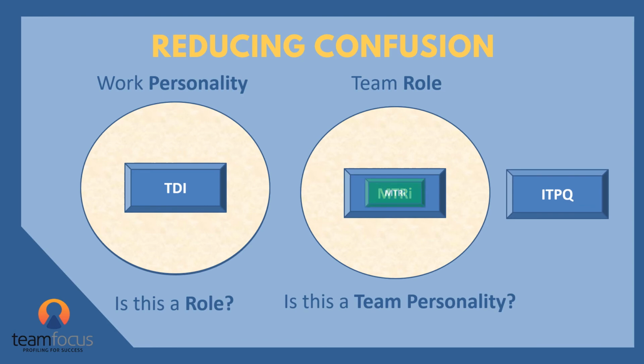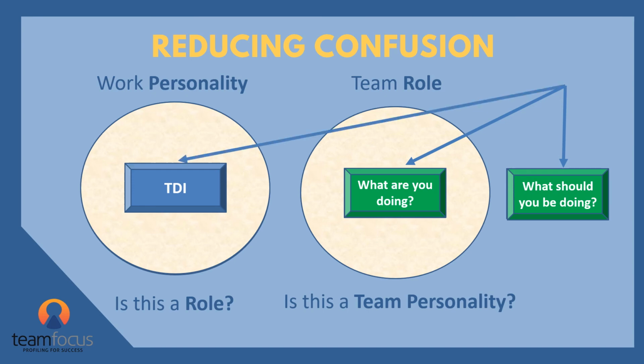Now this video is focusing on the MTRi and the ITPQ, but introducing them can be understood by asking three key questions. First of all, here, what are you doing? And then, here, you're saying, what should you be doing? And then the question arises, why aren't you doing what you should be doing? Which is often because of the way our inner nature makes us view the world through our own sometimes distorted lens that suits our personality.